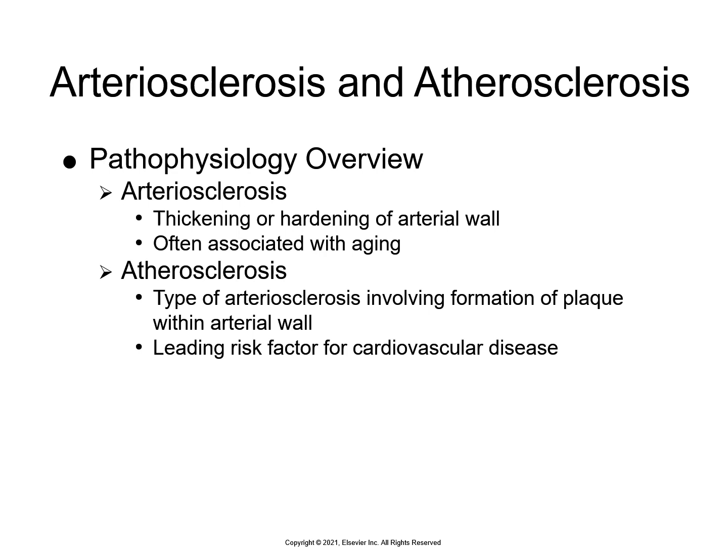Okay, now let's switch gears here and talk about our vessels. Let's talk about arterial sclerosis and atherosclerosis. Arterial sclerosis is a thickening or hardening of the arterial wall, and this is quite often associated with aging. Our body grows older, and so do our vessels. Atherosclerosis, however, is formation of plaque, or buildup of plaque within an arterial wall. And this is the leading risk factor for cardiovascular disease.